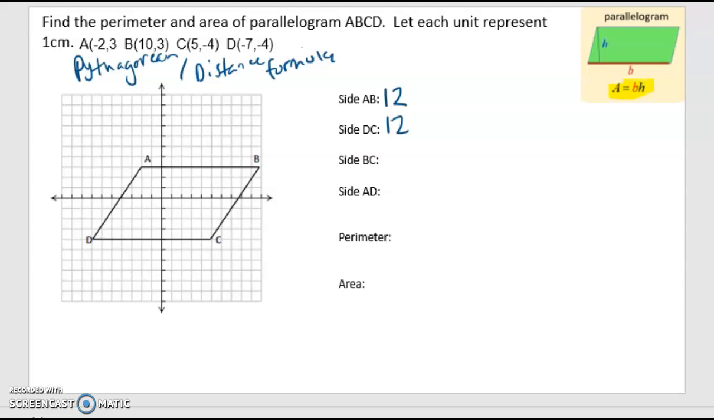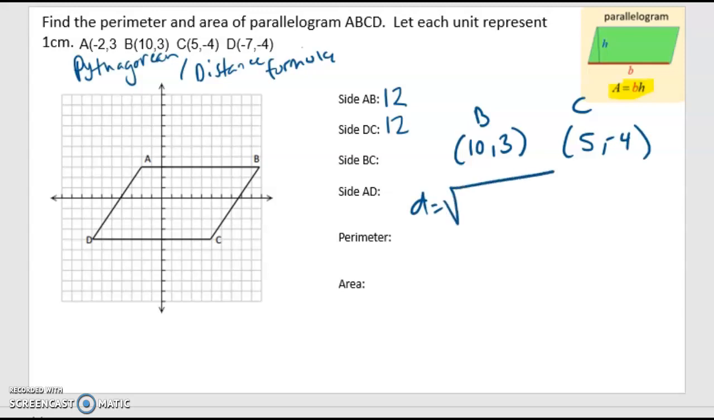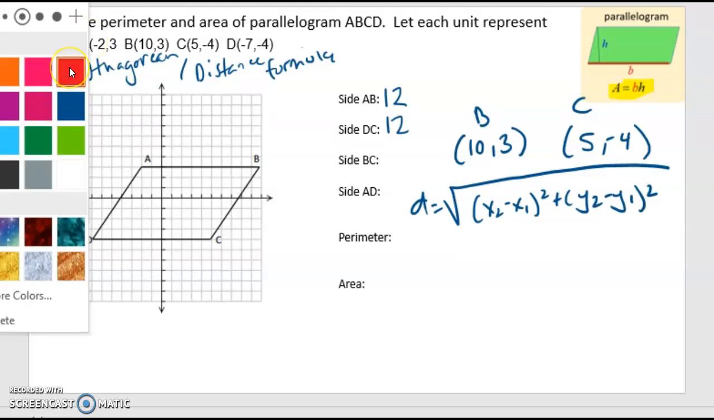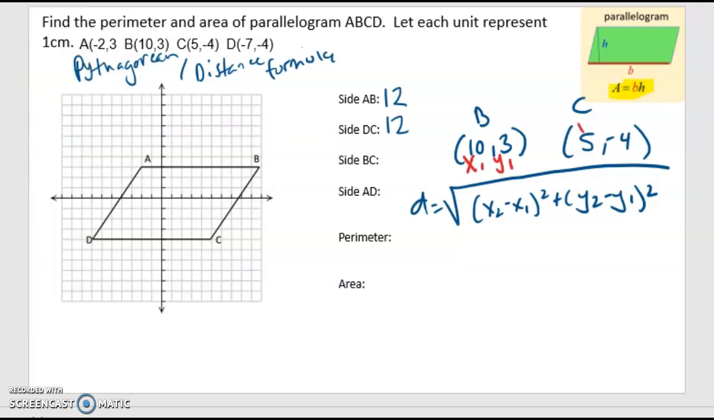So we're going to do the distance formula for BC. I like to write what my points are going to be first, so that's my point B. And then C is 5, -4. And the distance formula is going to be the square root of x2 minus x1 squared plus y2 minus y1 squared. Okay, and I like to choose first what my x1, y1 and my x2, y2 are. It doesn't matter which one is x1, y1, which one's x2, y2. And we're just plugging in, or substituting, those values in.